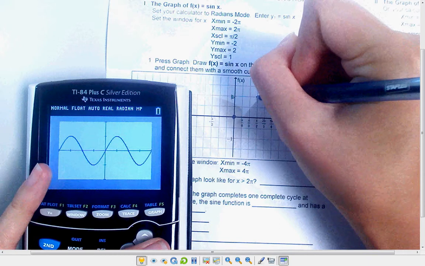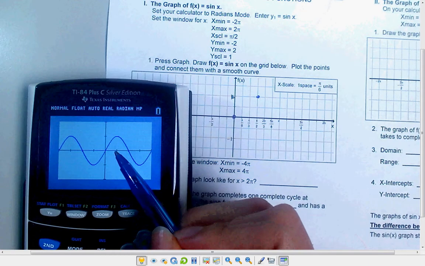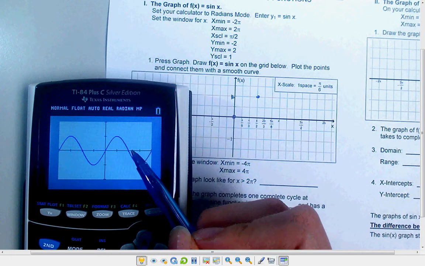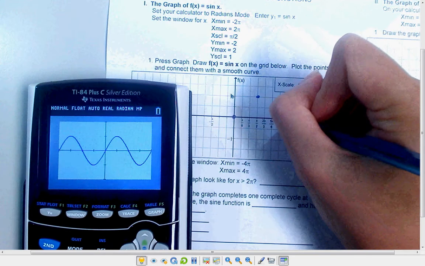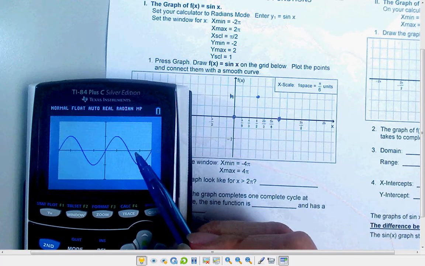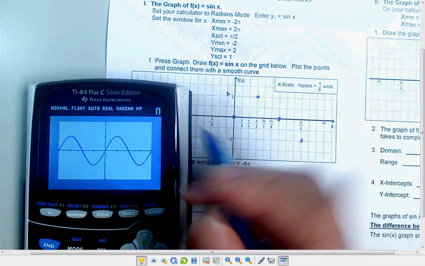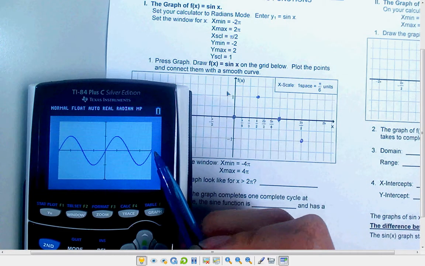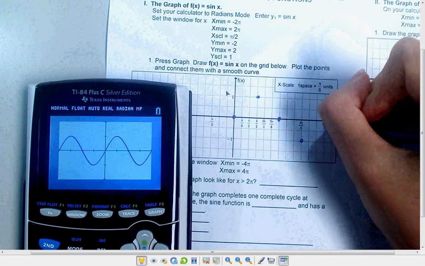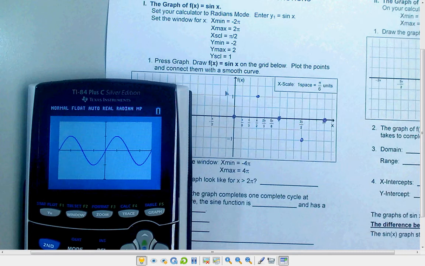Pi over 2, 1. If this is half a pi, pi over 2, then this must be a whole pi. So at pi, again, it hits 0. And at 3 pi over 2, now we're down to negative 1. And once we get to 2 pi, the very edge of the graph, we're back to 0. So we're going to connect these using a smooth curve.